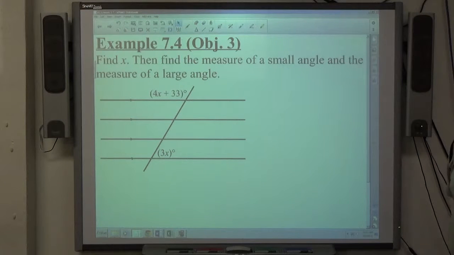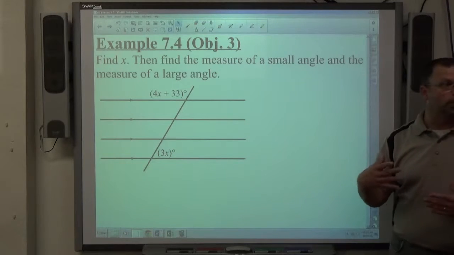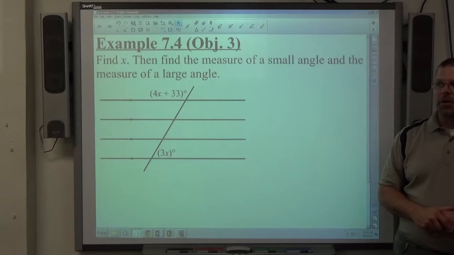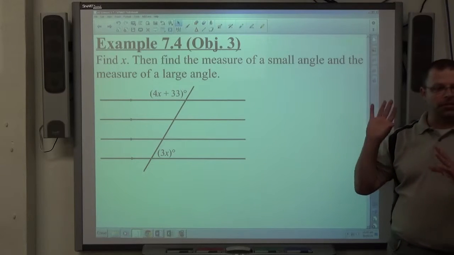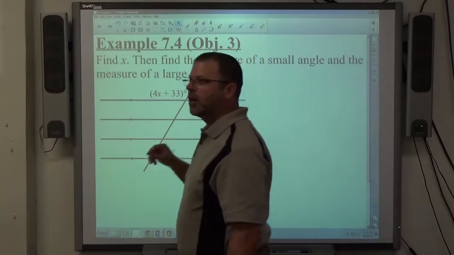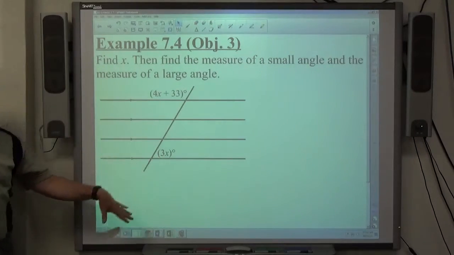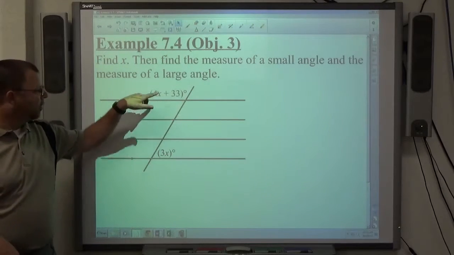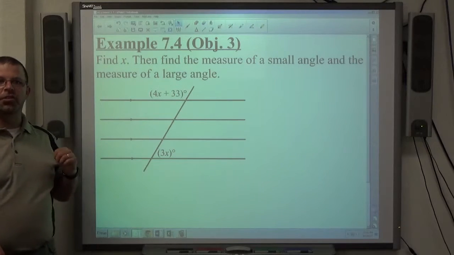All right, example 7.4. Find x, then find the measure of a small angle and the measure of a large angle. So just what I was talking about a moment ago. They're telling you to find x first, which is what you have to do. But they go the extra step of saying find x, but then also find the measure of these angles. And what we have here is parallel lines cut by a transversal. I could have 5,000 parallel lines cut by a transversal. As long as it's a single transversal, this angle relates to that angle in some way, shape, or form.